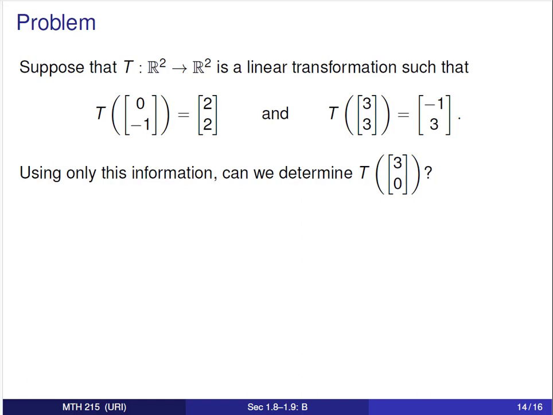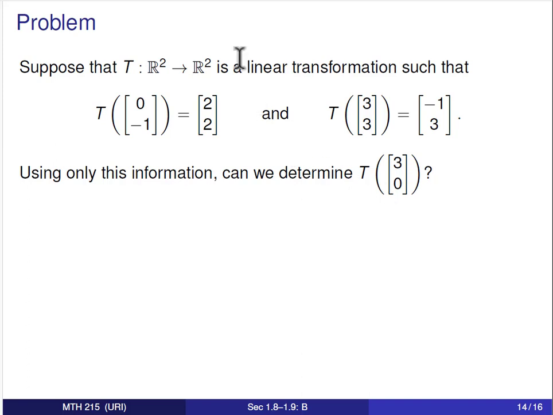Now, as you take a look at this, neither of these vectors is (3, 0), and we're not really told what T is as a general rule. We're not told the formula for T. We're just given the input and output at two specific points. So how in the world would we use this to determine T of a third point?